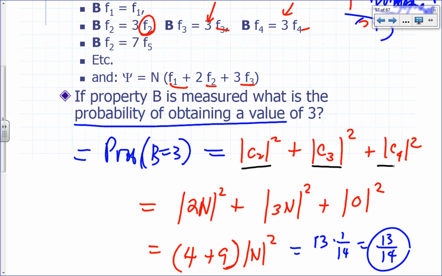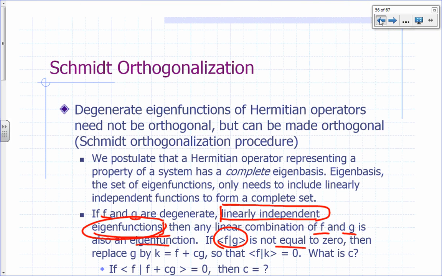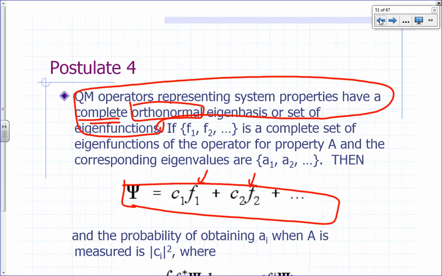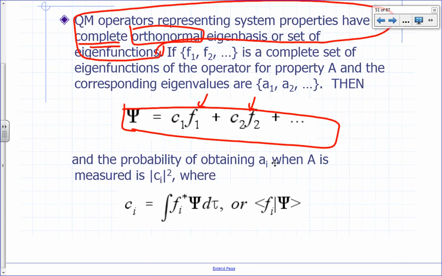Where did this one come from? That's postulate number 4. The probability of obtaining eigenvalue a sub i when A is measured is c sub i squared. So the probability that you get a2 would be c2 squared. The probability that you get a3 would be c3 squared. Okay?